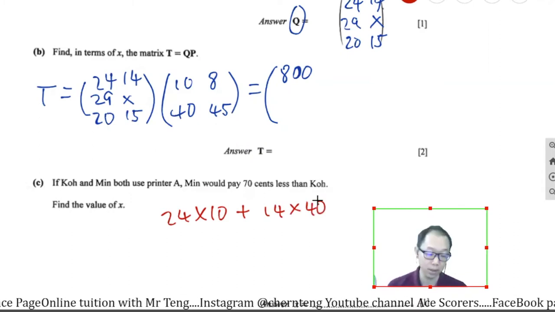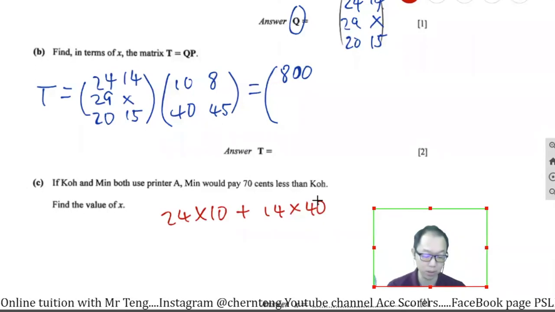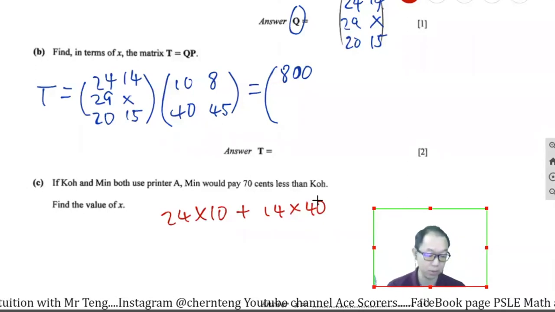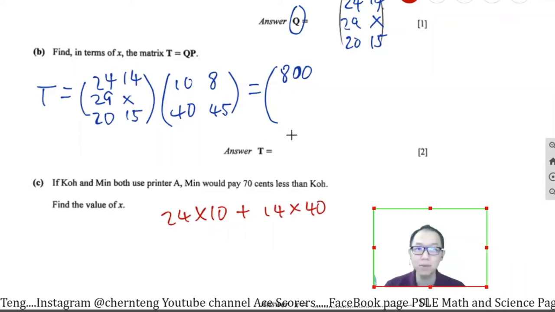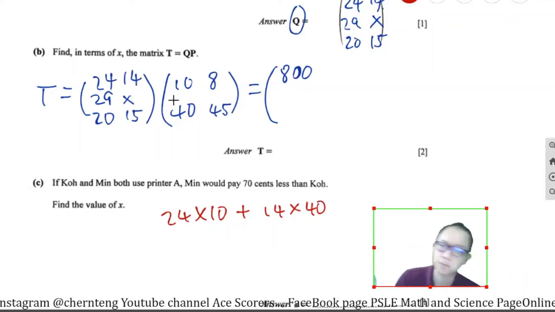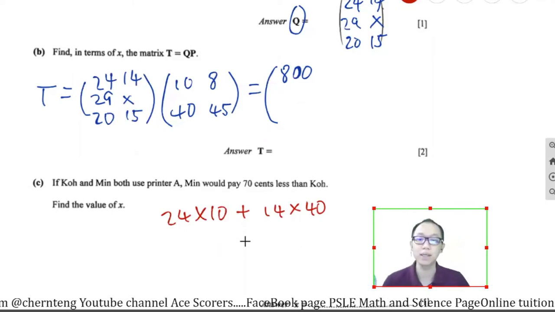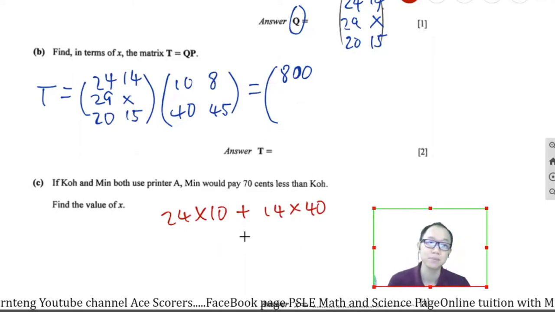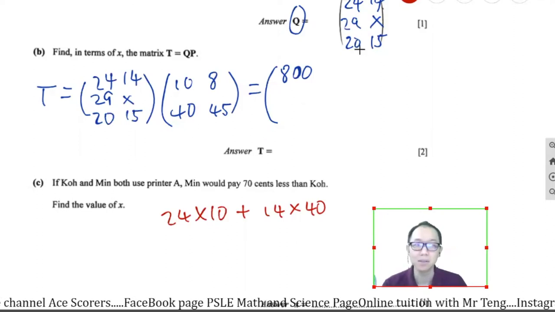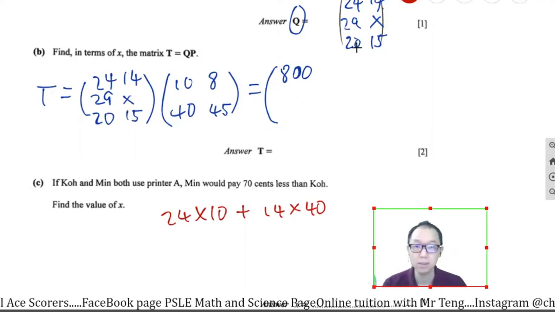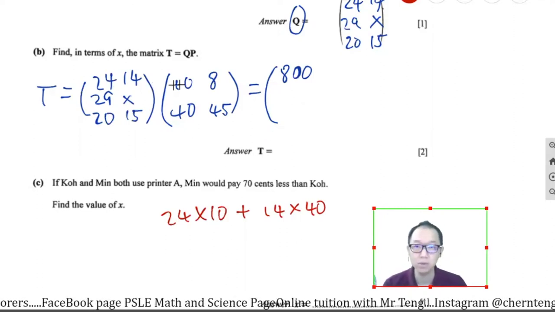Okay, so you can try 240 plus 14 times 40, 800. Emily, have you gone through this topic in school? Yes. Okay, so this is a recap. So you understand? Amelia, do you understand? Row times column.